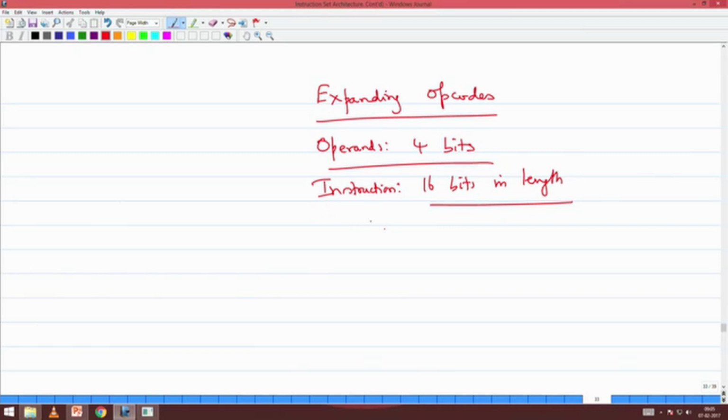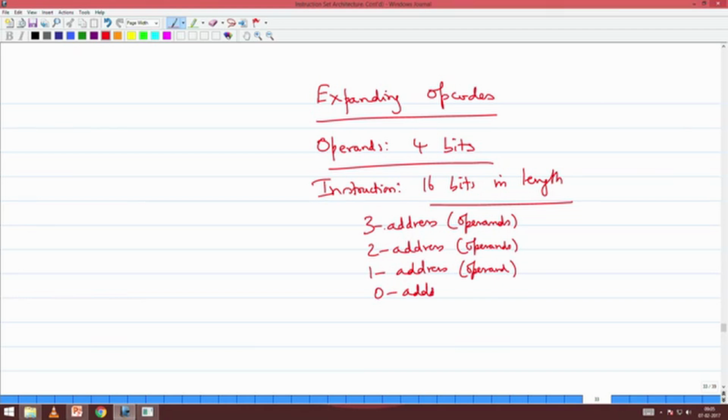So how many 3 address, 2 address, 1 address instructions, meaning 3 address means 3 operands, 2 operands, 1 operand, and 0 addresses, 0 operands. How many instructions can you design? So how many instructions can you have? Maximize on this.